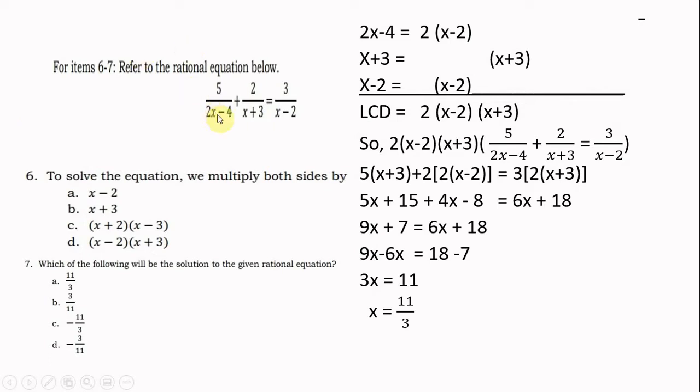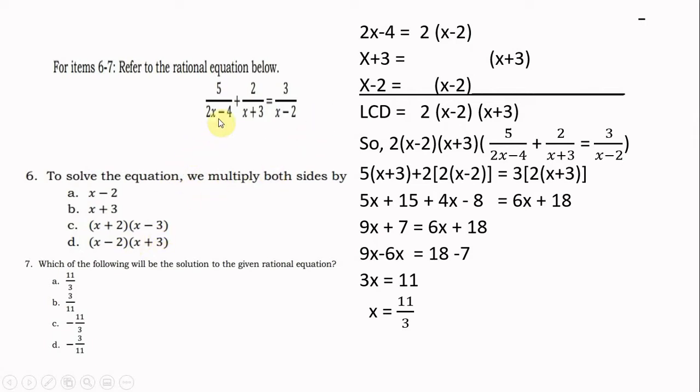5 over 2x minus 4 plus 2 over x plus 3 equals 3 over x minus 2. Now, number 6, the question is to solve the equation. We multiply both sides by... So, when we solve these equations, we have to find out the LCD. So, we are to multiply the LCD to each term of the rational equation.